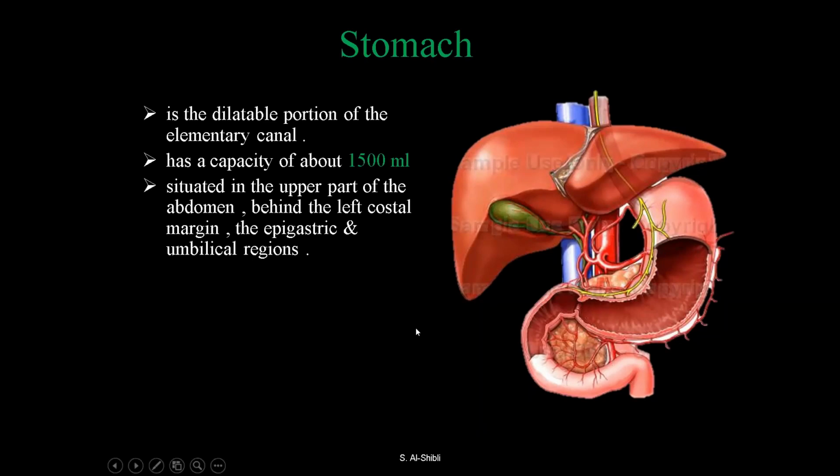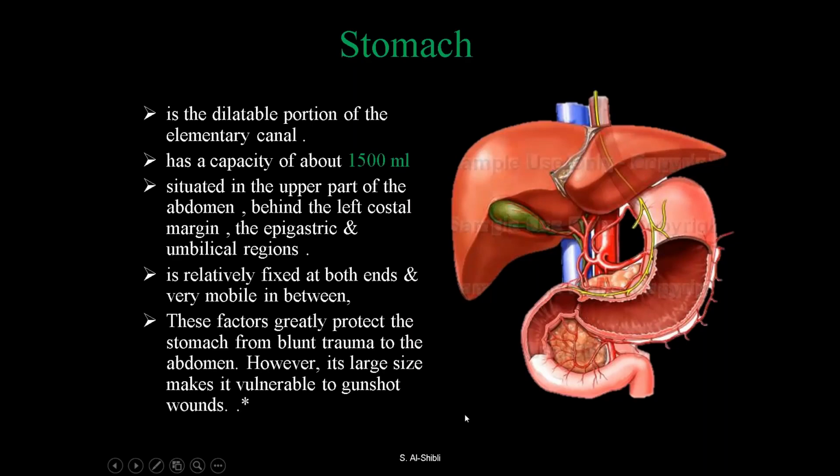It is relatively fixed at both ends and very mobile in between. For that reason, it is protected from blunt trauma to the abdomen. However, because it is proportionally large, it is vulnerable to gunshot wounds. Because it is mobile, it is very rarely affected by blunt trauma. But because of its big size, it is liable to stab injury or gunshot and so on.